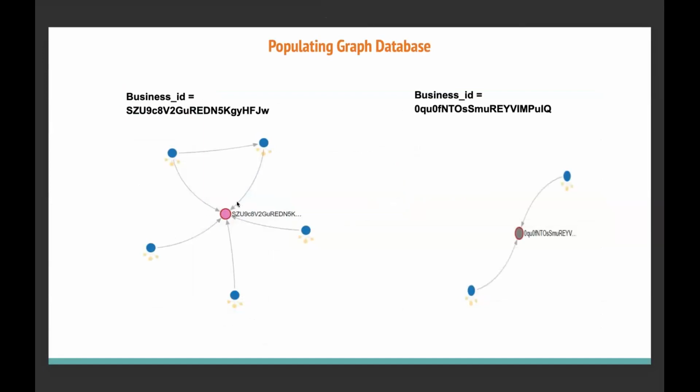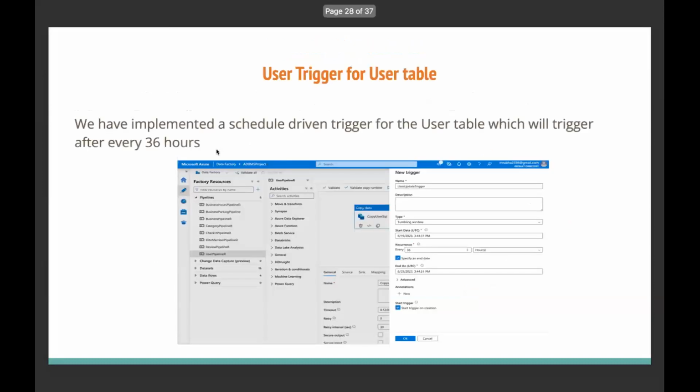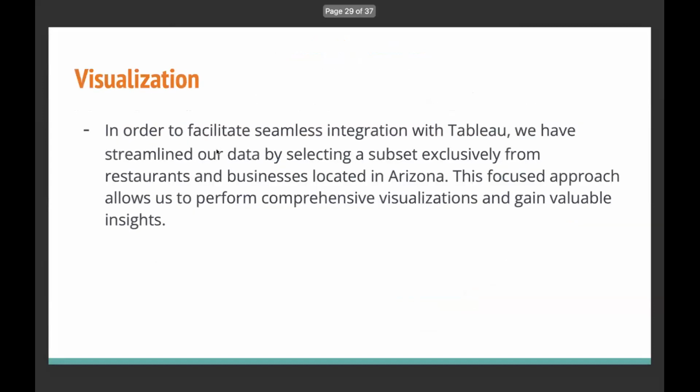So this is the graph, and the vertex in the middle is the business, and all other vertices are the customers, and the edges between the customer and the business are the reviews given, and the edges between the customers specify the friendship between the customers. So these are the top 5 businesses. And also we have implemented a schedule-driven trigger for the user table, which gets triggered after every 36 hours. So for visualization, I'll pass over to Mrinal.